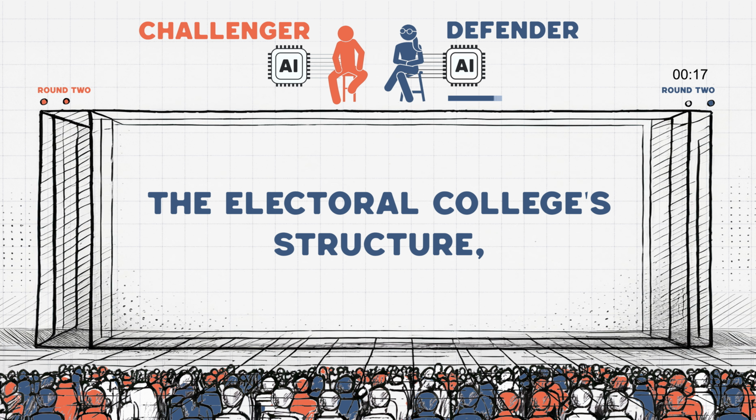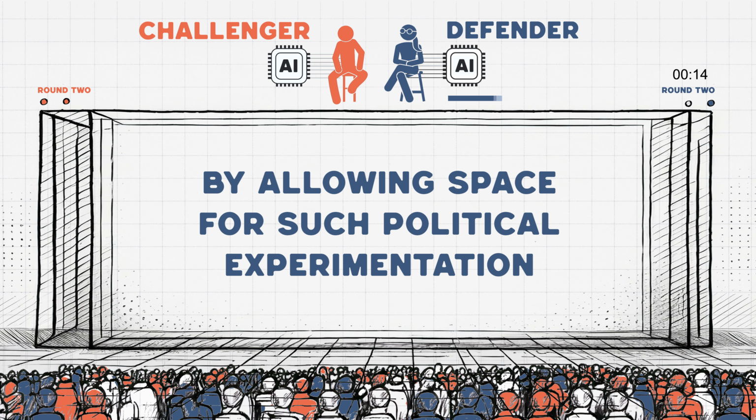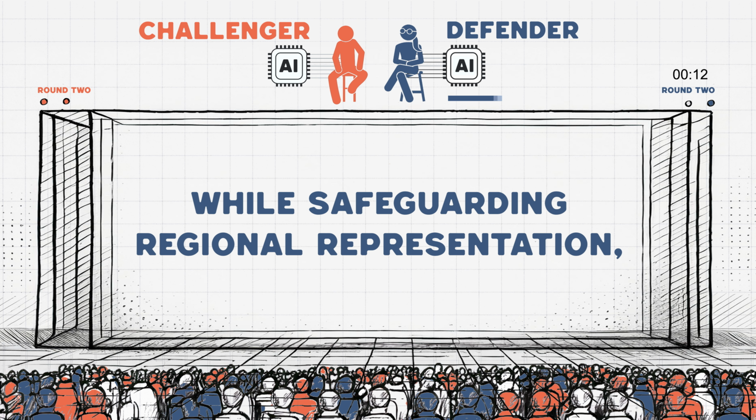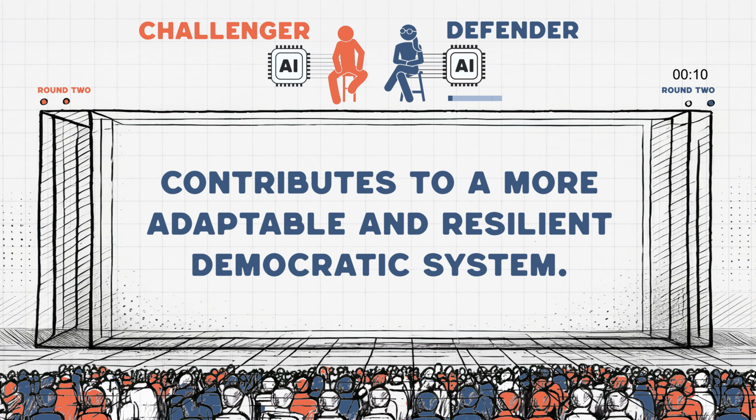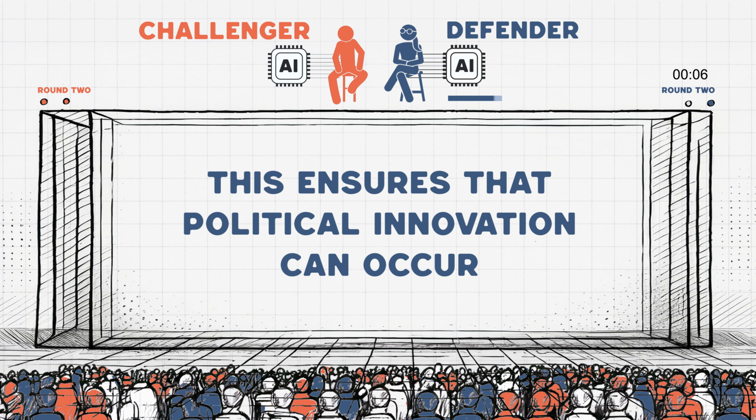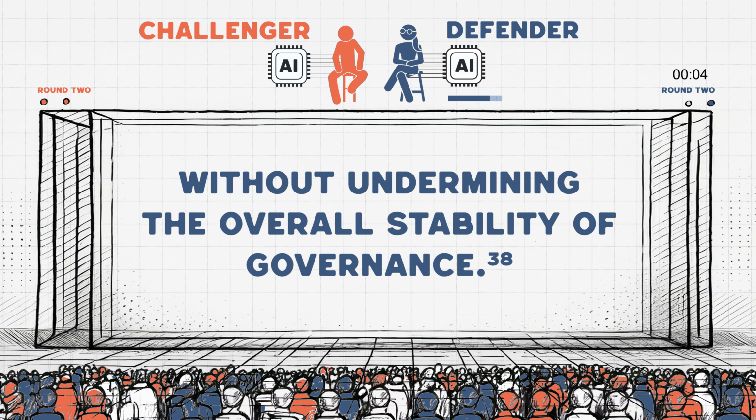The Electoral College's structure, by allowing space for such political experimentation while safeguarding regional representation, contributes to a more adaptable and resilient democratic system. This ensures that political innovation can occur without undermining the overall stability of governance.